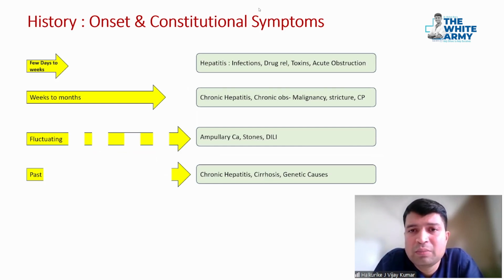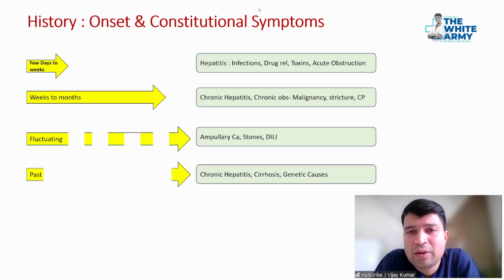Toxins: patients with consumption of toxins or drug overdose or whatever. So they will present acutely, within 24, 48, 72 hours, with jaundice. Acute obstruction is most commonly seen in cases of cholelithiasis or CBD stones.